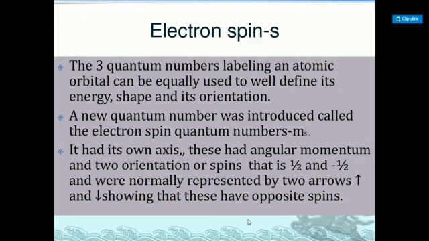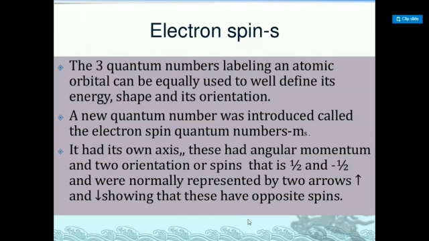The last quantum number is spin quantum number, the spinning of the electron. The 3 quantum numbers labeling an atomic orbital can be used to well define its energy, shape and orientation. But a new quantum number was introduced, called the electron spin quantum number. It is designated by ms or only small s. The electron has its own axis. It has angular momentum and 2 orientations or spins, that is plus half and minus half.